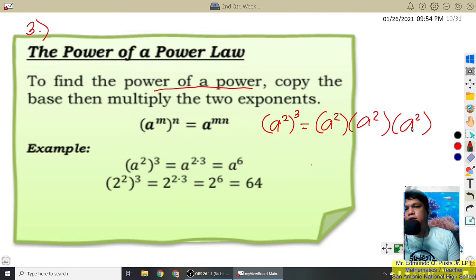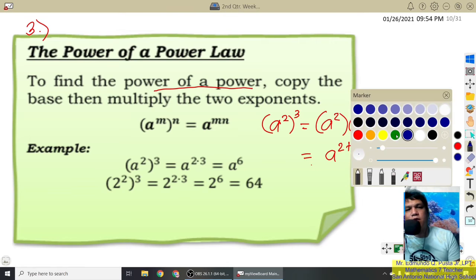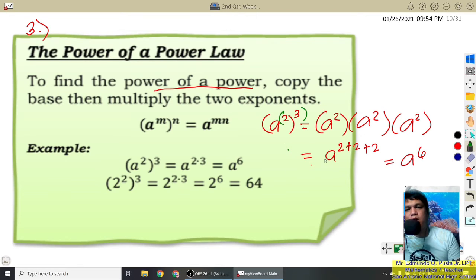This is what it means. Okay? So therefore, if we're multiplying that, what will happen? We have a raised to 2 plus 2 plus 2, which is equal to a raised to 6. So simply, you're just going to multiply, no? Multiply the exponents. Okay? So 2 times 3. So that you're not going to do this anymore. Just multiply the exponent. So for instance, 2 raised to 2 times 3, we have 2 raised to 6. So 2 raised to 6 is equal to 64. Let me have another example.